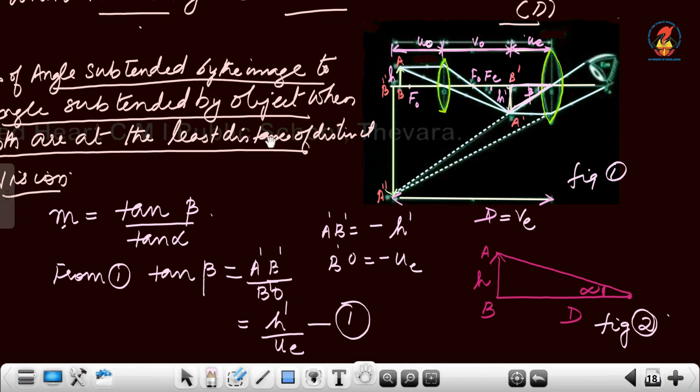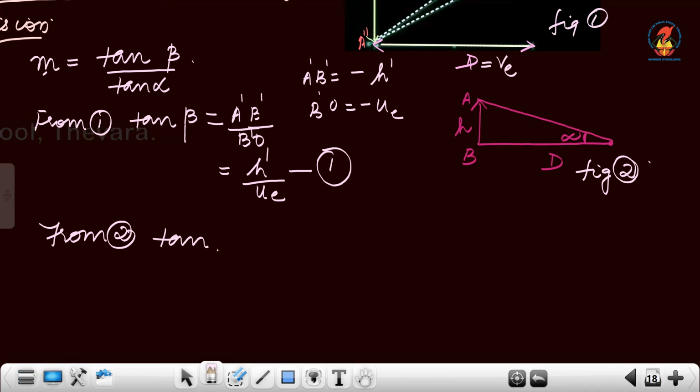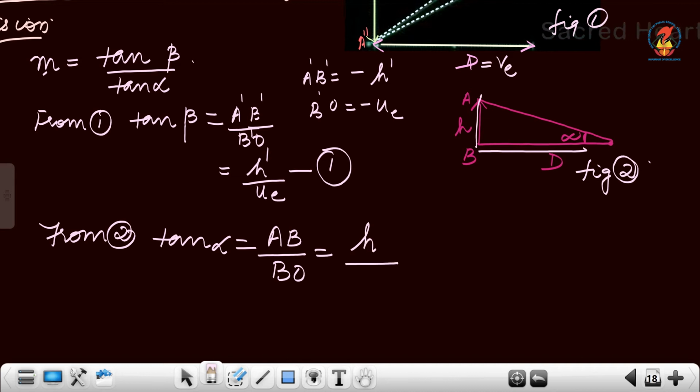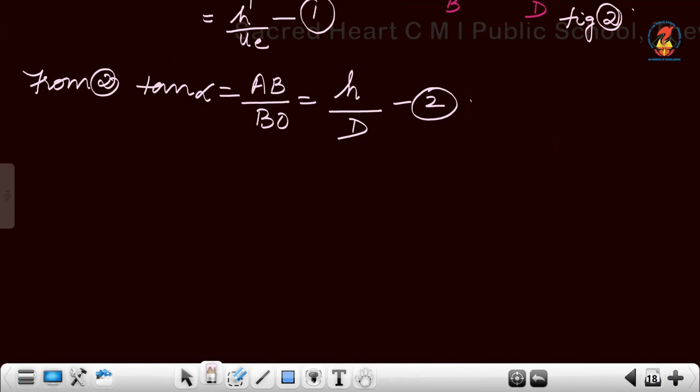Next, from figure 2, we are going to find out what is tan alpha. From figure 2, tan alpha is equal to opposite side by adjacent side, that is AB divided by BO, and AB is H and BO is D. So this is equation 2. Now substituting the values of equation 1 and 2 in the main equation.